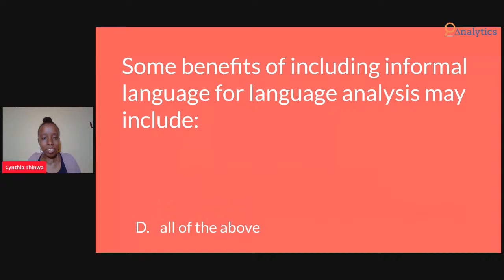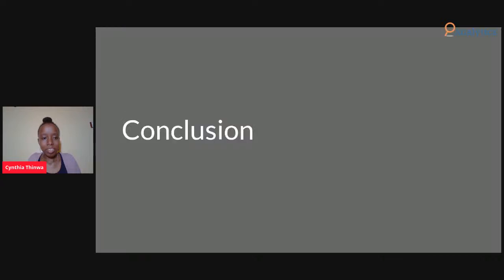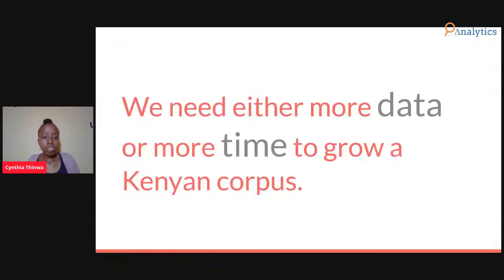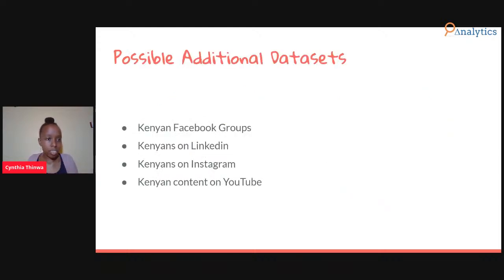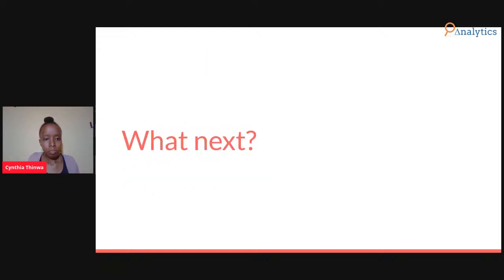Okay. So we have 3 key points that we want to end this talk on. The first one is we need either more data or more time to grow a Kenyan corpus. So we have 50 million Kenyan citizens, but the data we have is only for 8,000 English-speaking users of this hashtag. So how can we increase the number of speakers and even increase the volume of conversation? So we can add additional data sets for analysis, like Facebook groups, Kenyans on LinkedIn, Kenyans on Instagram. And of course, when we're looking at these data sets, we would like to preserve privacy and work with publicly available data. Okay?